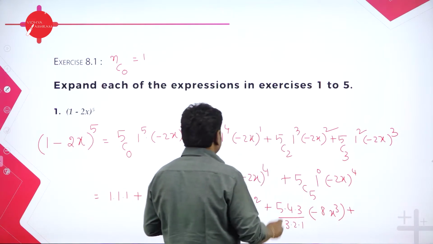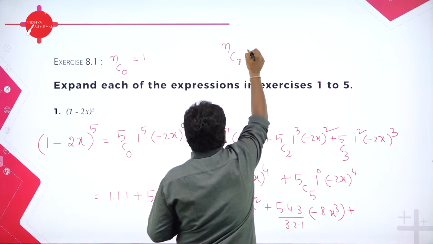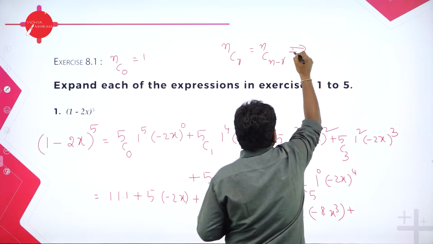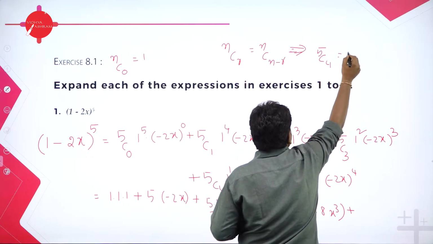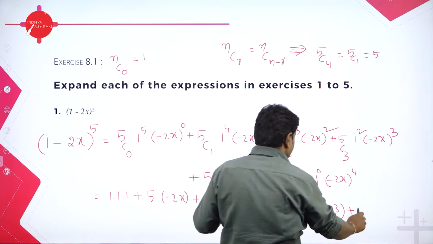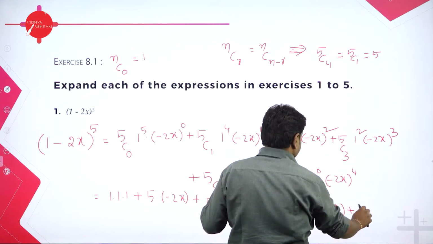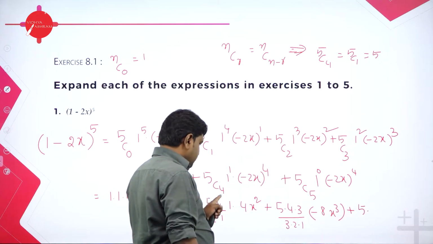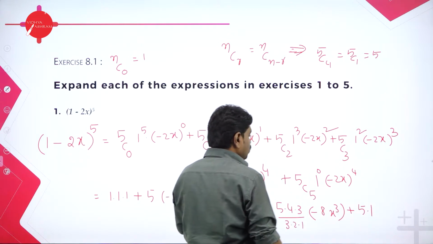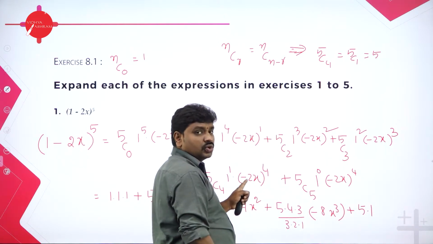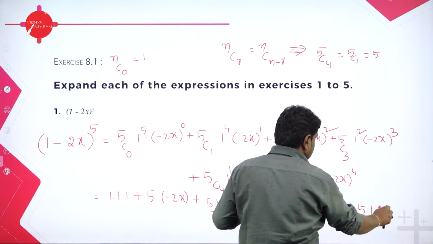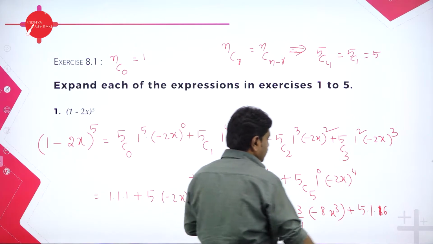5c4 is the same as 5c1. All of you know nCr can be written as nC n minus r. So that implies here 5c4 is the same as 5c1. 5c1 means just 5. So 5c4 becomes 5. 1 power anything is 1. Then minus 2 power even number becomes plus 2 power 4. 2 power 4 is 16: 2 2s are 4, 2 4s are 8, 2 8s are 16, into x power 4.